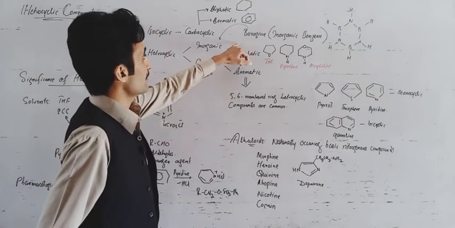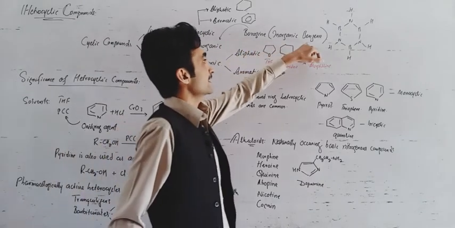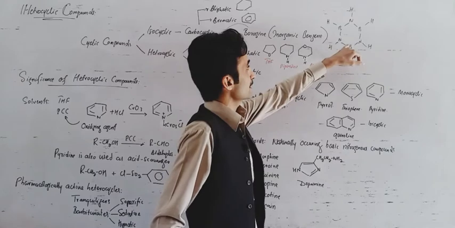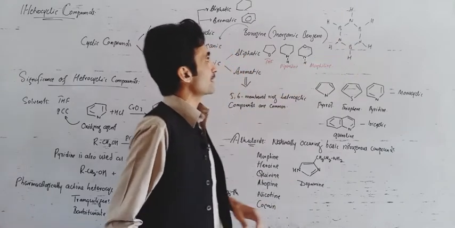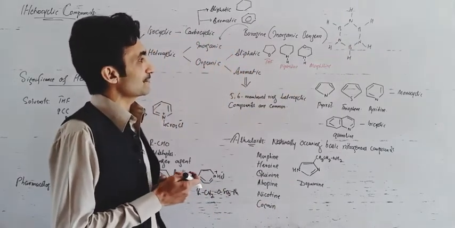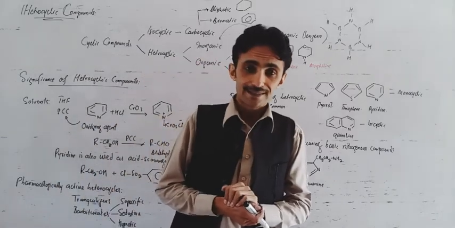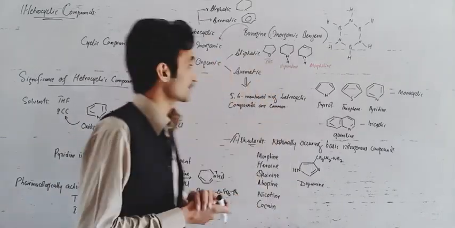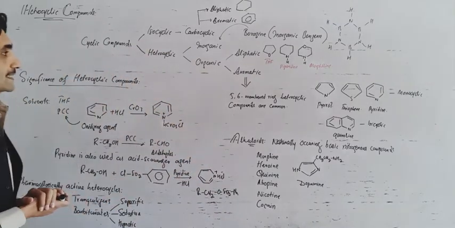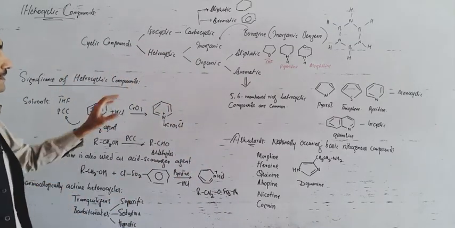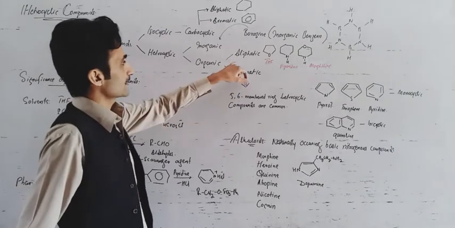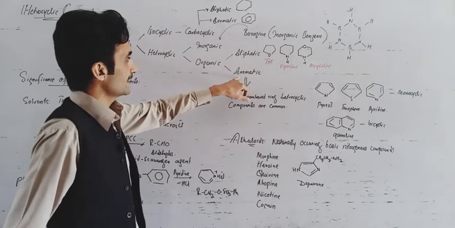We have given an example of borazine, which is known as inorganic benzene. The six-membered ring consists of boron and nitrogen atoms. Such types of heterocyclic compounds are known as inorganic heterocyclic compounds. And as far as organic heterocyclic compounds are concerned, they can, just like carbocyclic compounds, be divided into aliphatic and aromatic.